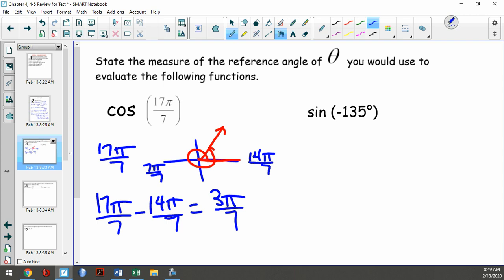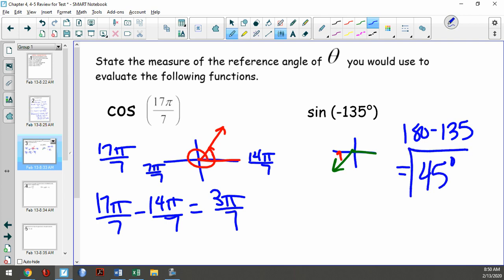Okay, what about the next one, the sine of negative 135? Well, that's a negative angle, and that negative angle is going to be typically over here. So how do I get the little slice that I need, which is going to be right here? That's 180 minus 135, right? And what does that give you? 45 degrees. If I gave you the angle in radians, I want the answer in radians. If I gave you the angle in degrees, I want your answer in degrees. Does everybody understand what I just said?